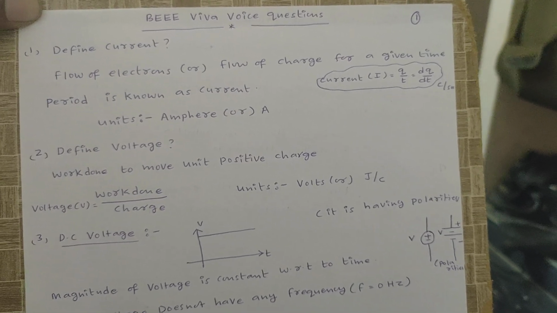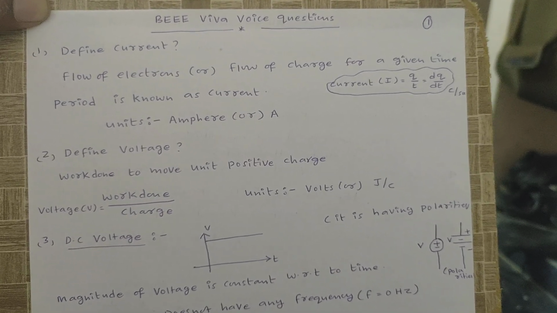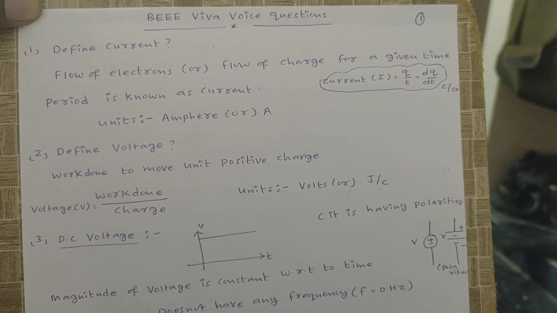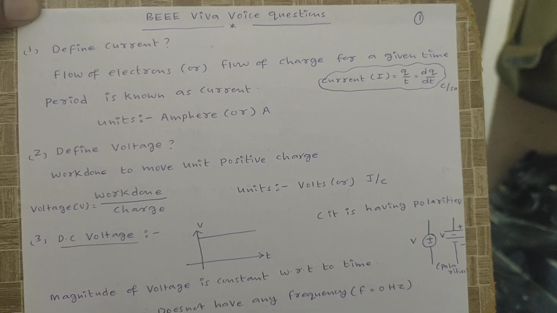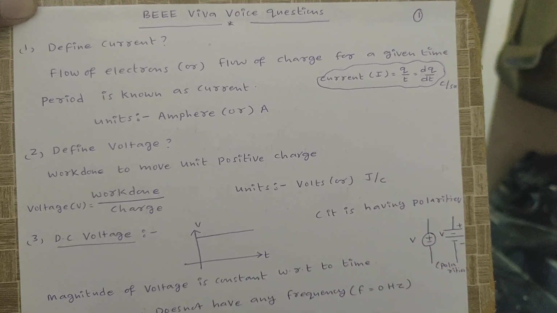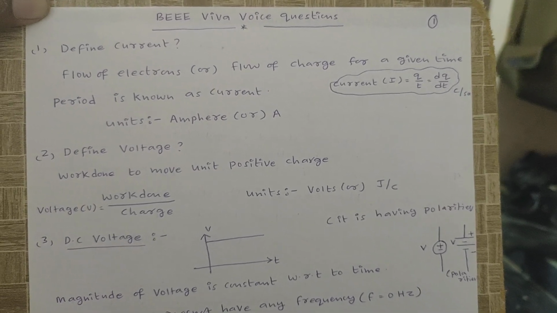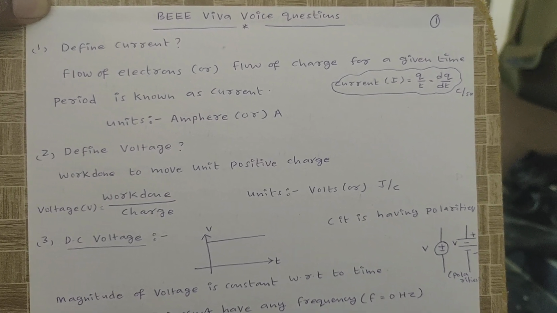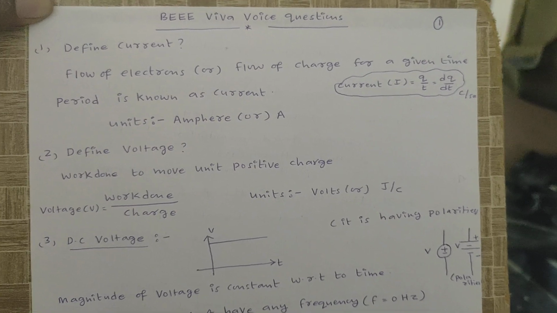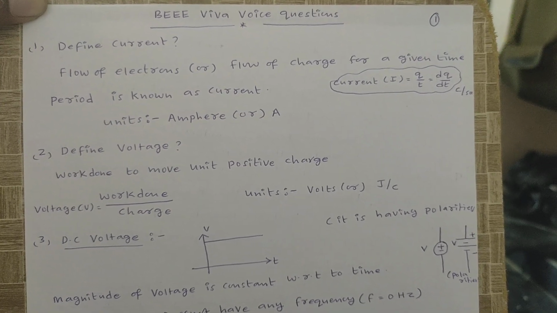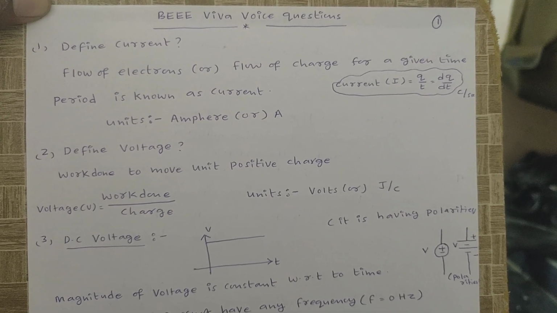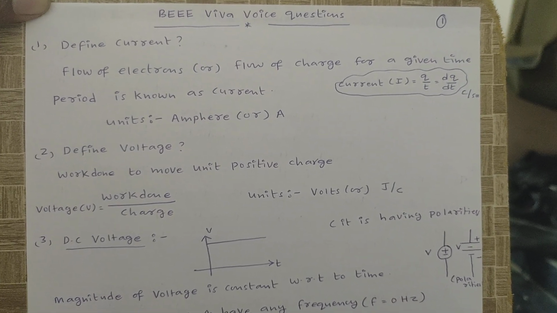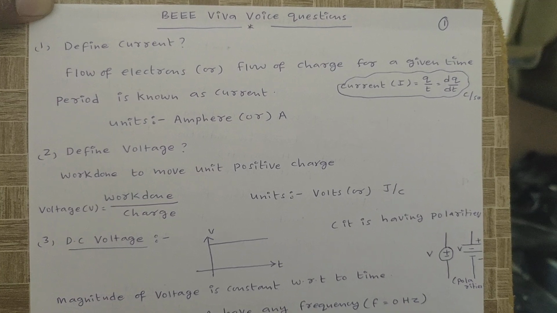Here the first question is define current. Current is nothing but the flow of electrons, or flow of charge for a given time period. The unit for current is amperes. We already know that current I is equal to Q by T, or dq by dt. From that equation, the units for current will be coulombs per second. Okay, that is the first question, define current.